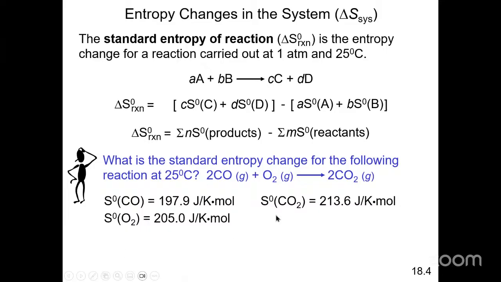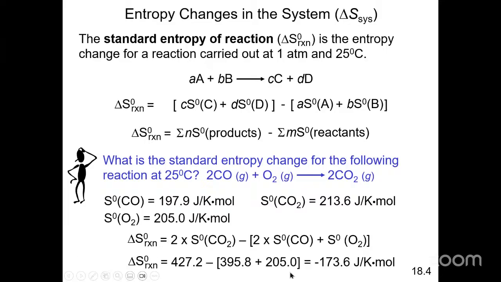Now remember, it's the products minus the reactants. And remember, you need to multiply each of these values by their corresponding coefficients. So when you plug them into that equation, you're going to get 2 times the entropy of carbon dioxide, which is the product, minus the sum of 2 times the entropy of carbon monoxide plus the entropy of oxygen. And you plug the numbers in, and whatever results would be the answer. And that's basically what you do in order to calculate the change of entropy in a reaction. All right?